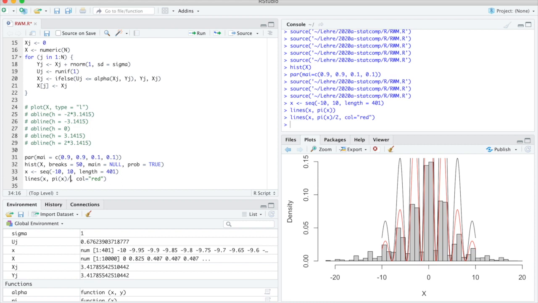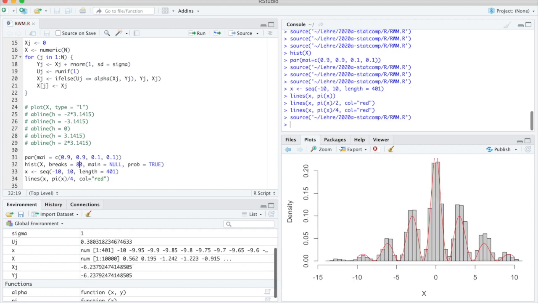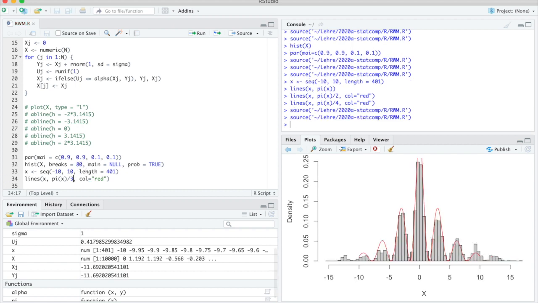I divide by 4, maybe. That could be about right. So let's do a non-messed up plot with maybe 80 bars. I divide it by too much now. But you see, that could very well be a fit. Now, there is one thing I want to show you.